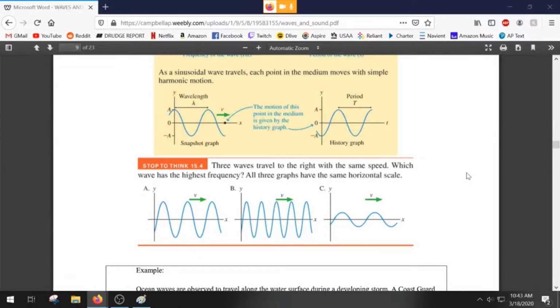Well, it's easy to tell just by looking at these 3 graphs. Which one does it have to be? Well, it's got to be B, right? B, you have the most occurrences of something happening per unit time.